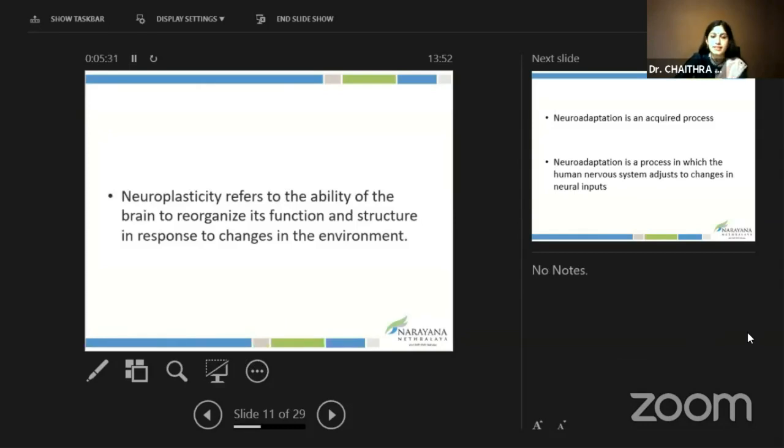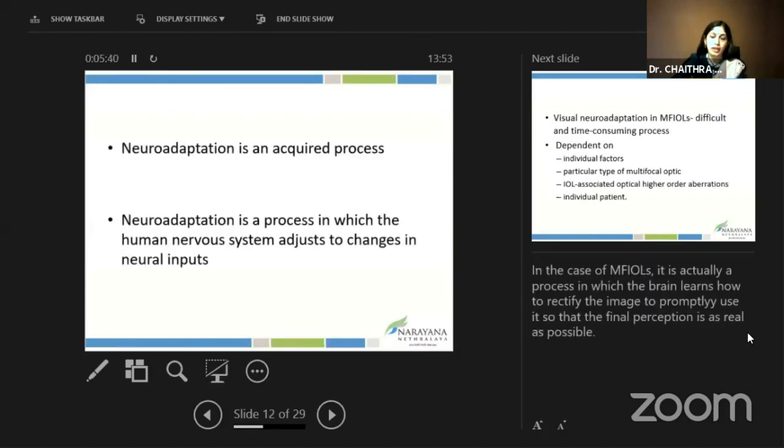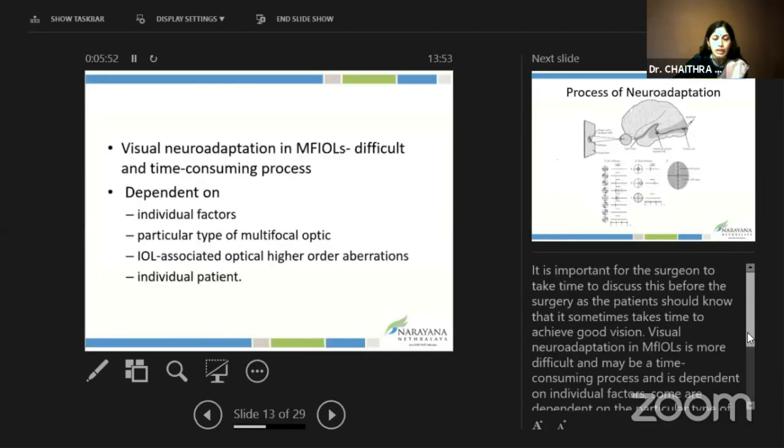So neuroplasticity refers to the ability of the brain to reorganize its function and structure in response to changes in the environment. So in case of multifocal lenses, it is actually a process in which the brain basically learns how to rectify the image to promptly use it so that the final perception is as real as possible. So it is important for the surgeon to take time to discuss this before the surgery, as a patient should know that sometimes it takes time to achieve good vision.